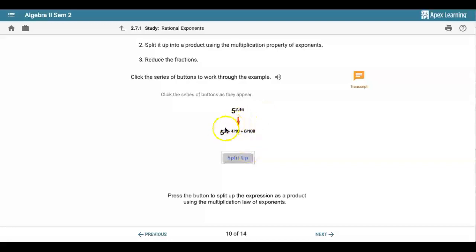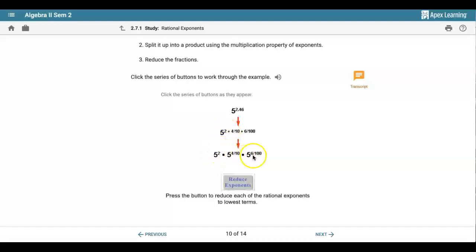But if you were to split it up like this, obviously we know that this is 4 over 10, and this is 6 over 100. Or another way of saying this is 40 over 100, so this would be 46 over 100. Regardless, if this is what we get as our fraction, we can split it up. We carry the 5 throughout all 3 of these. And remember that when we multiply things with the same base, so this is base 5, base 5, base 5, we add the exponents together.